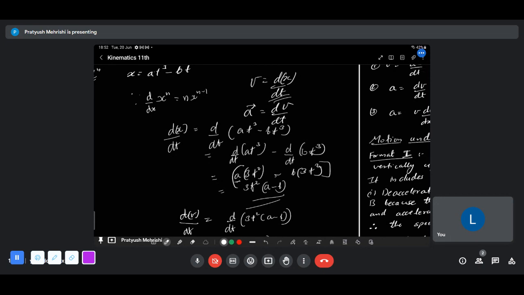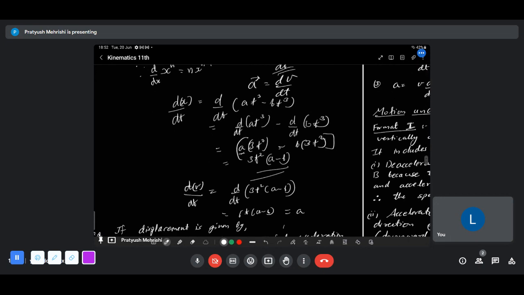Getting it? Now this is the acceleration. Equate it with 0. What will you get when the acceleration of the particle is 0? 6t into (a minus b) should be equal to 0. It means what? t should be equal to 0 or a minus b is equal to 0. So at t equal to 0, acceleration will be 0. Got it now? Yes, sir, got it, sir.